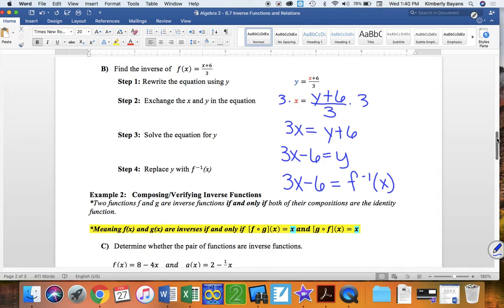And this is a function. This is a linear function. We just graph a line. So it definitely is a function.